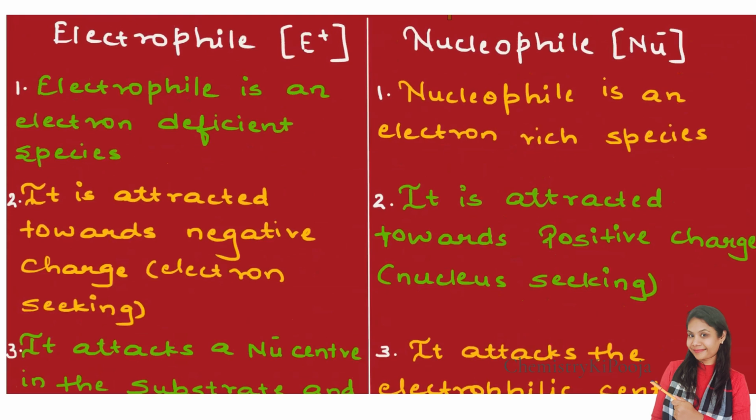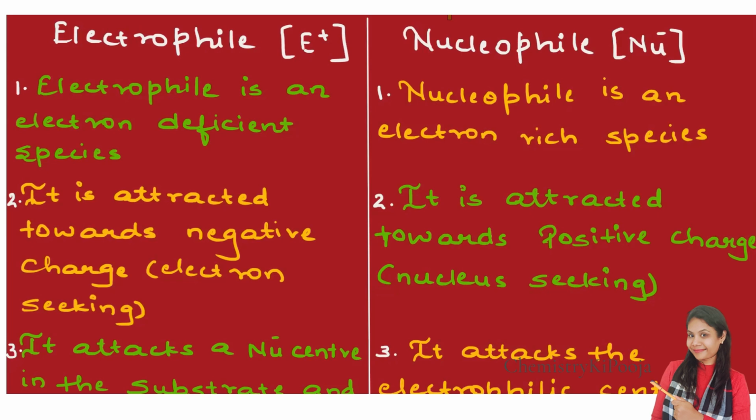Now talking about electrophile and nucleophile, electrophile is an electron deficient species, right? It carries a positive charge, so it needs an electron. Whereas nucleophile is an electron rich species. Okay, N stands for nucleophile, N stands for negative. So like this, you can use this trick.